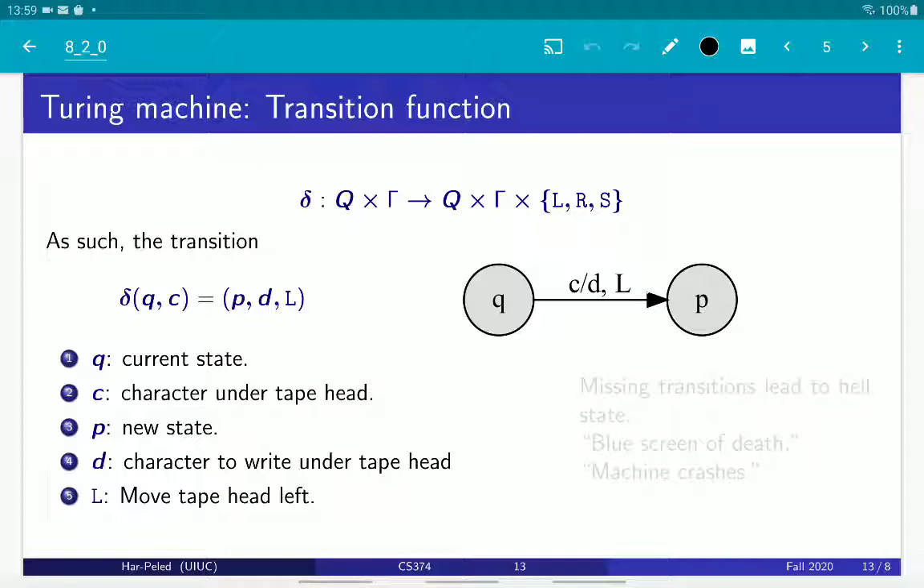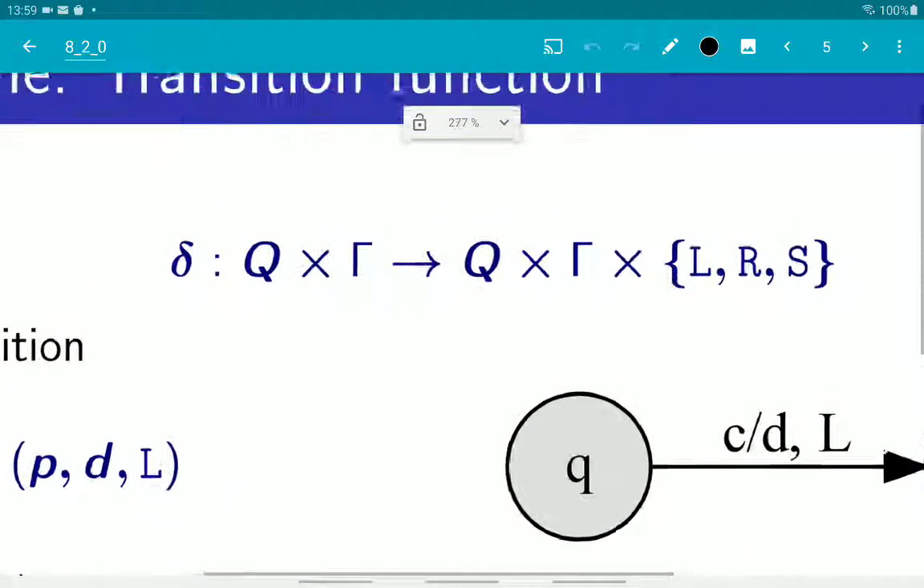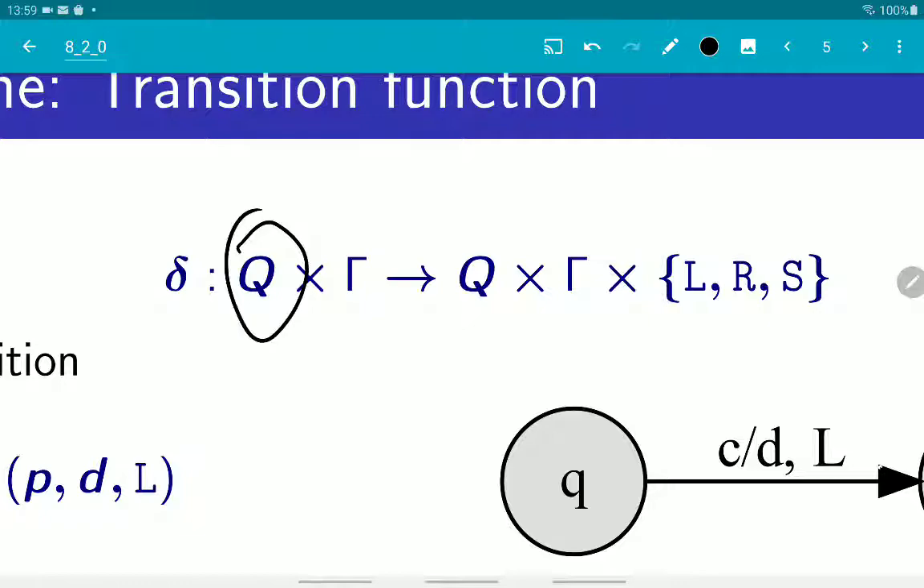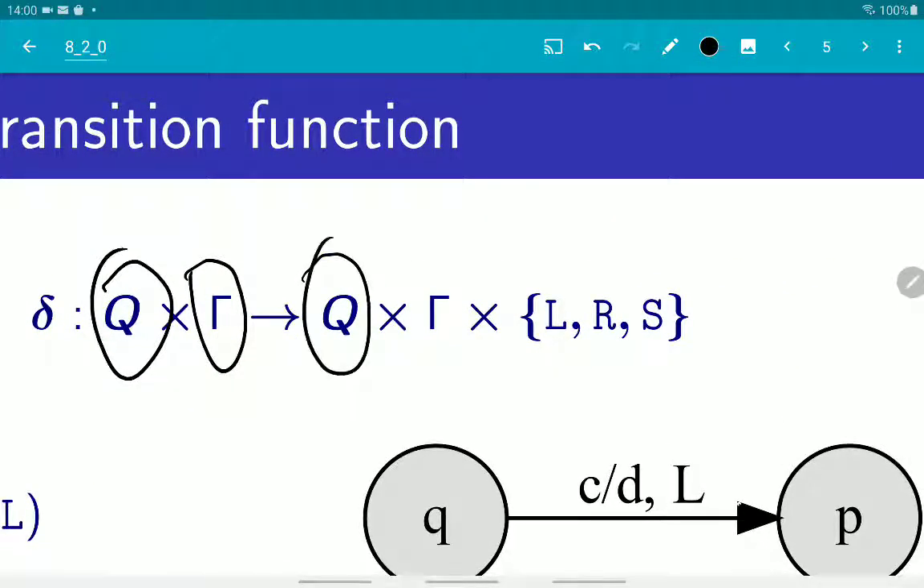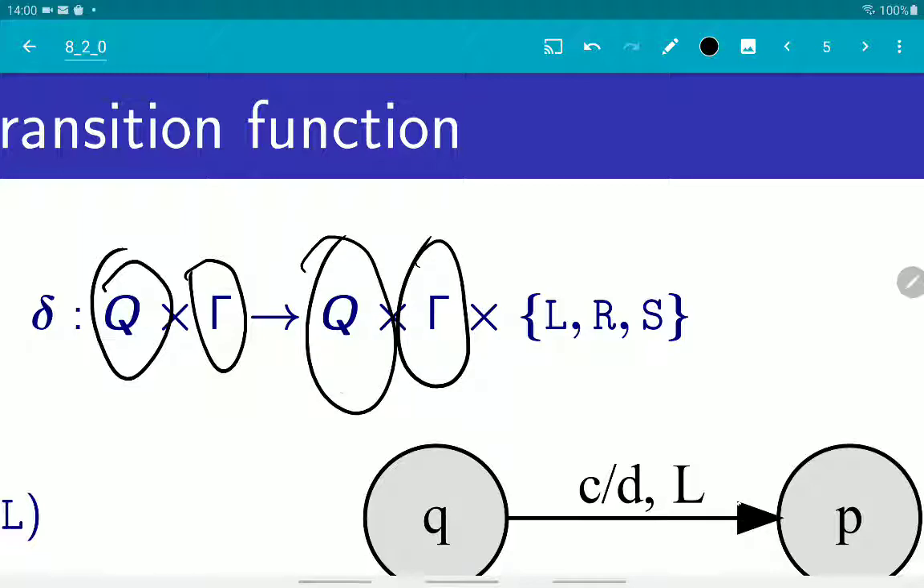So the promised transition function. The transition function is a function from the current state and the current letter written on the tape where the head is, and the result is the new letter to write on the tape, but more importantly, the state to move to. And finally, you also need to tell the Turing machine what to do with the head, whether to move left or right or stay where it is.